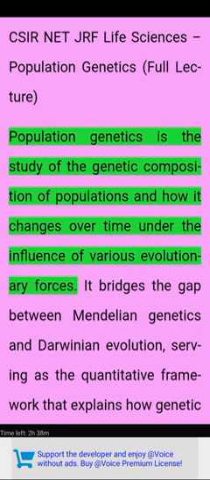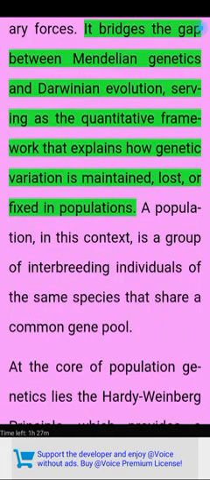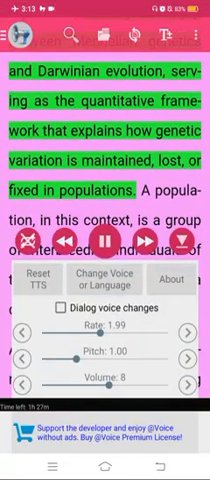Population genetics is the study of the genetic composition of populations and how it changes over time under the influence of various evolutionary forces. It bridges the gap between Mendelian genetics and Darwinian evolution, serving as the quantitative framework that explains how genetic variation is maintained, lost, or fixed.